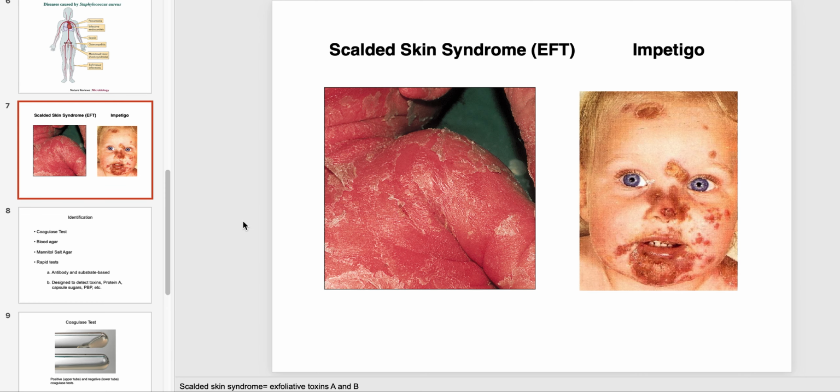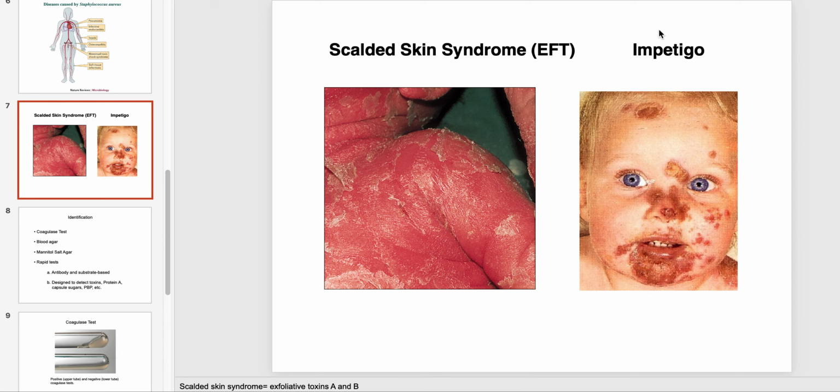So here's images of some of the toxins. Here's the result of ETs in two different scenarios. In one case, we see the scalded skin syndrome, where you have the microbes producing this toxin, and it's causing such an inflammation reaction that this little baby's skin is actually peeling off.